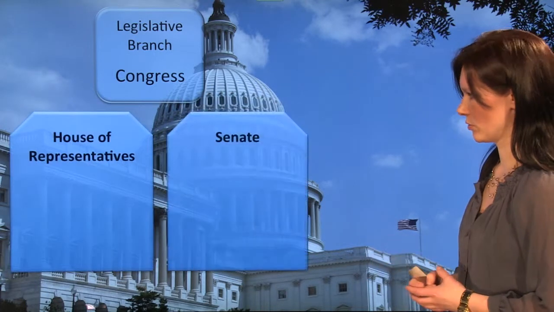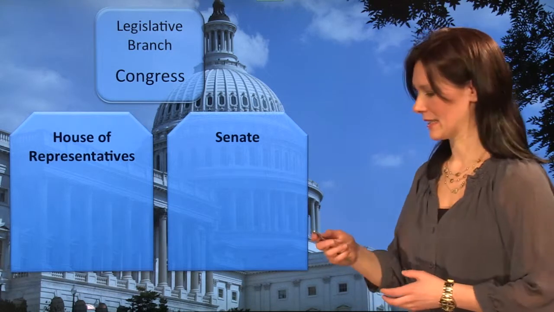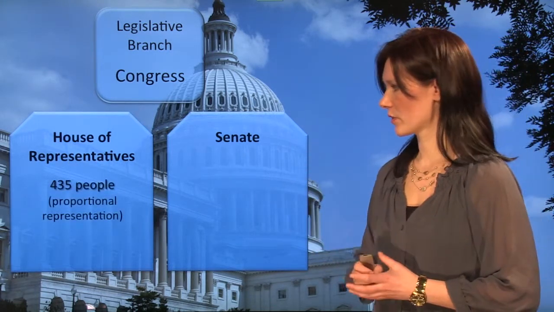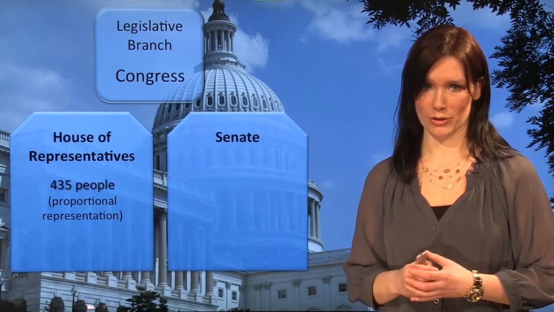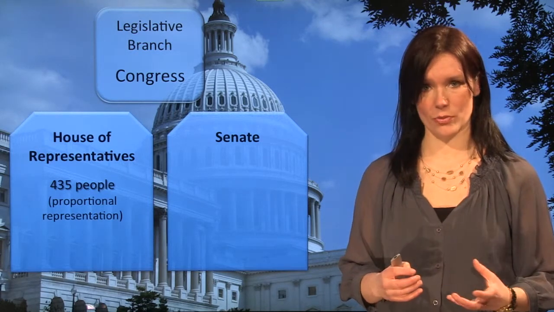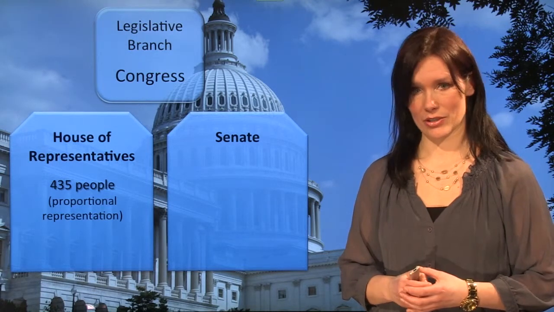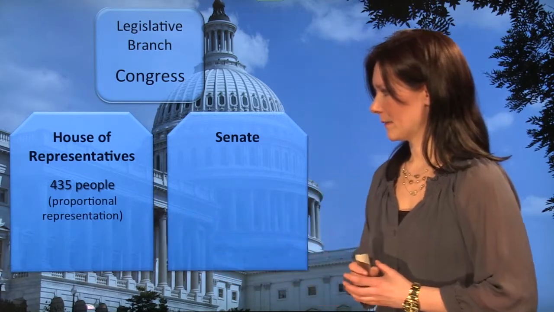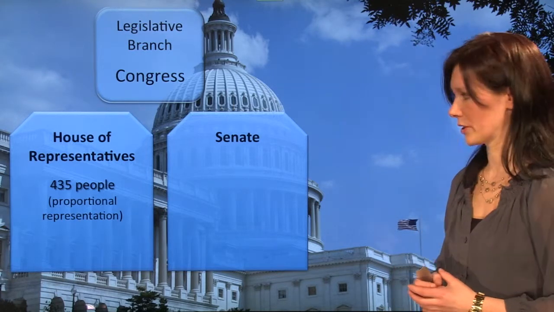They came up with two houses. There is the House of Representatives and the Senate. Now, the House of Representatives, they have 435 people. This is what we call proportional representation. It means that the larger states with a larger population have more people in Congress than the smaller states. So the House of Representatives made the large states happy because the larger states have more power.